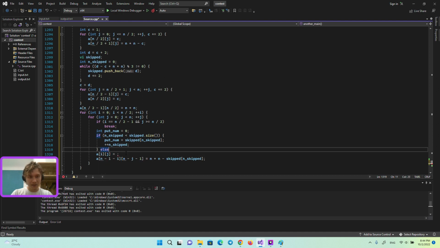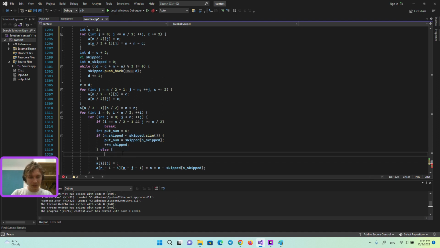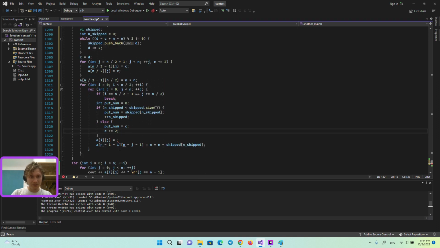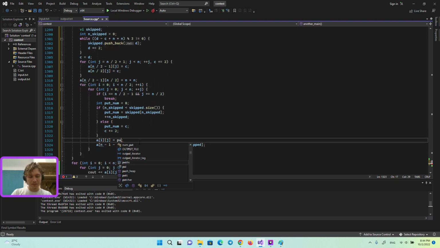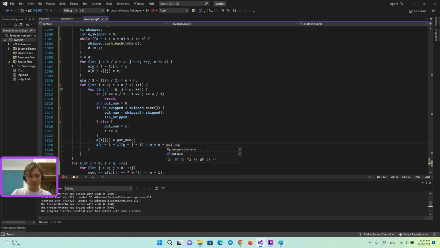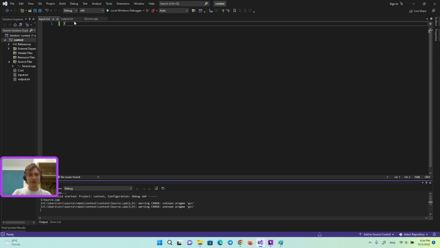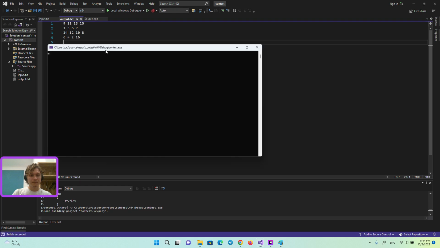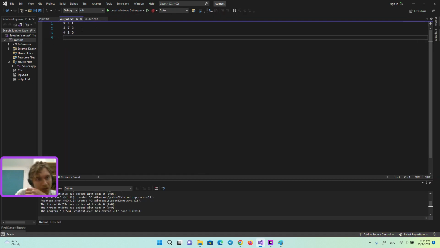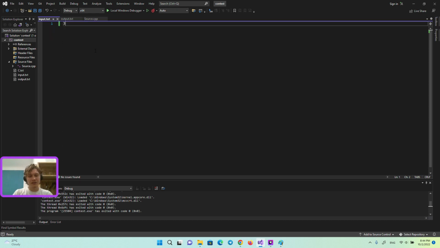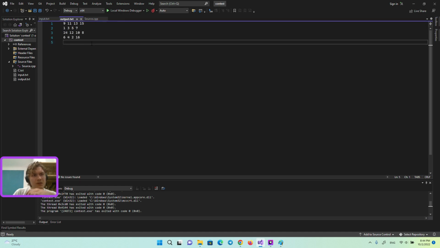And else I say that put num equals c and c plus equals 2. Then I say that it is put num and it is n squared minus put num. So let's check it. So here this is okay, as I said, it's just 9, 9, 15, 9. Let's try 4. This is fully okay.